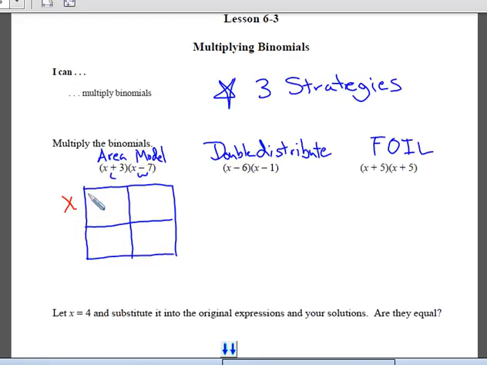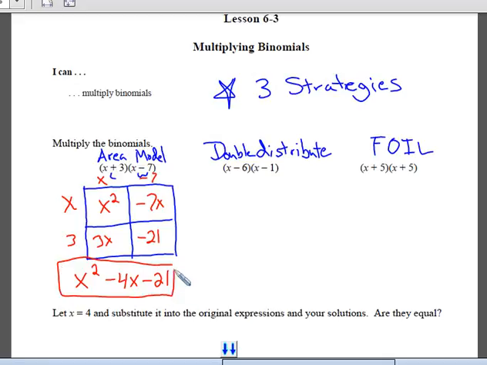So this part of the length, this distance here is x, and then I've got my +3. And up here, the width, I'm going to call this x also, and then this will be my -7. All right, and then I find the area of all these different parts. And I'm going to explain it more in just a little bit. And then I combine them, and my final answer ends up being x squared minus 4x minus 21. Okay, so that's the area model.